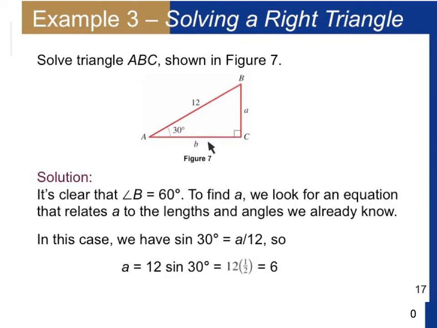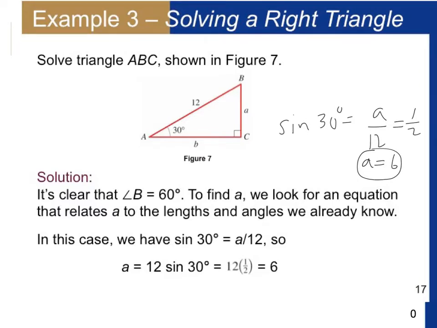To find A, we need to look for an equation that relates A to the lengths and angles we already know. So think about sine of 30, which is opposite over hypotenuse. And we know sine of 30 is 1/2. So we can say sine of 30 degrees equals A over 12, which equals 1/2, because we know sine of 30 is 1/2. And if A over 12 is 1/2, then A would have to be 6. So that's how we find one of the sides.